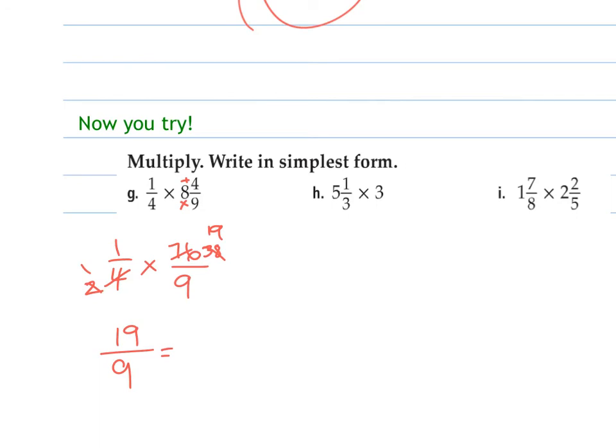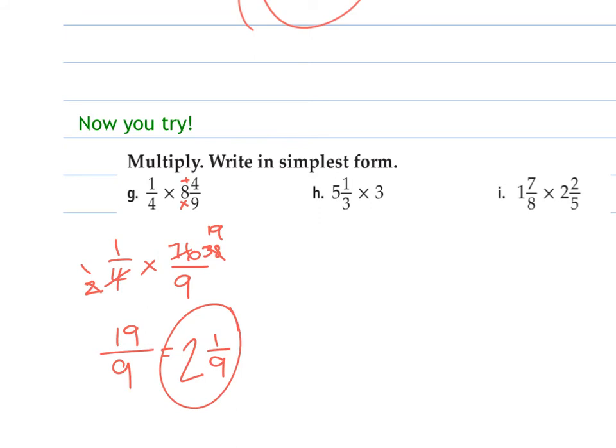Turn this back into a mixed number. 9 goes into 19 twice with 1 left over out of 9. 2 and 1/9. And again, if you didn't do the shortcuts like I did at the beginning, you would have just had to simplify at the end.